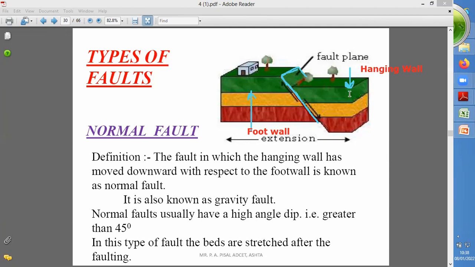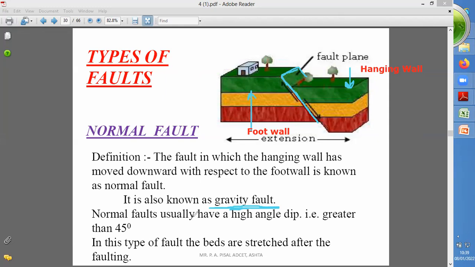Hanging wall moves in the downward direction, footwall moves towards the upward direction. If such an arrangement is there in the fault, then this type of fault is considered a normal fault. Now this fault is also known as a gravity fault.